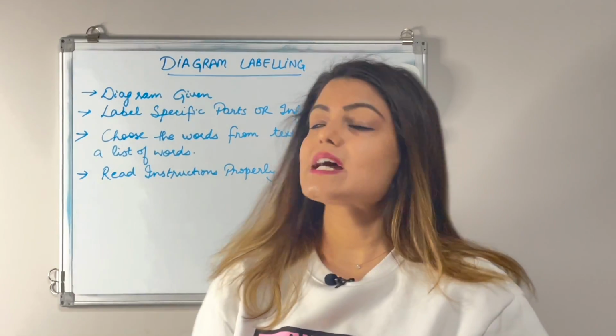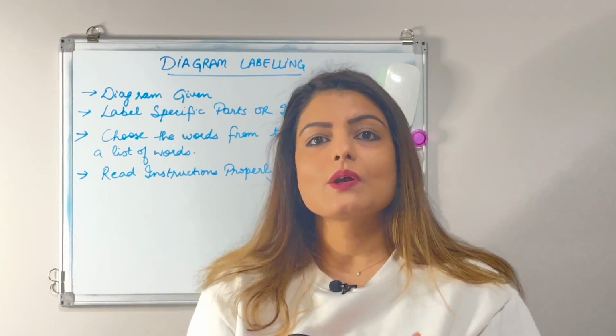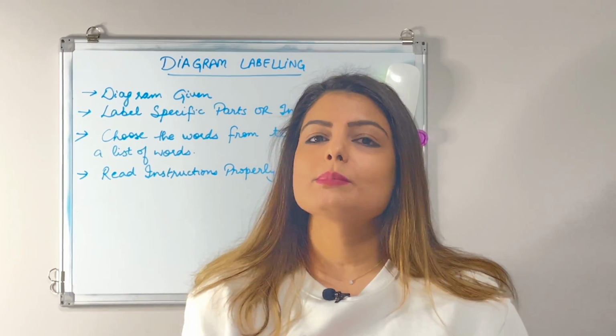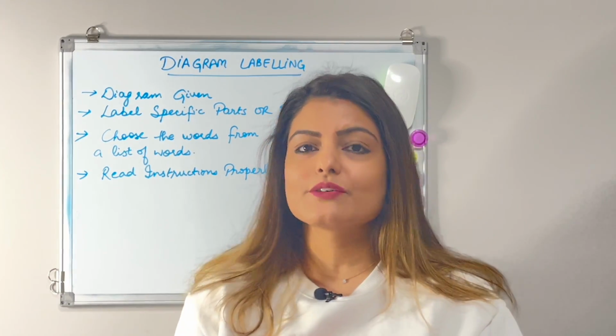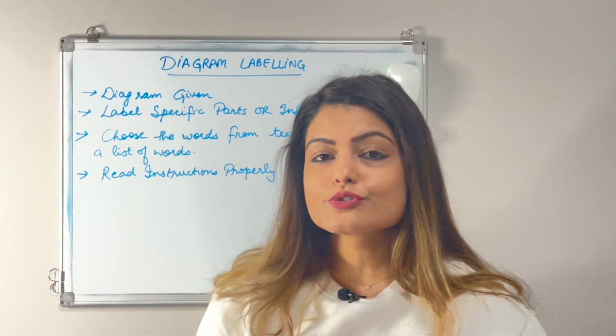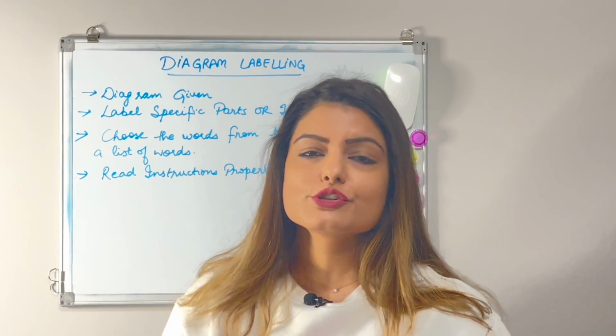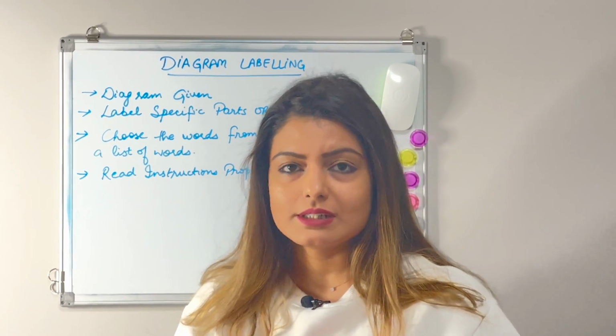Our next question type is a diagram labeling question. In this type of question, a diagram will be given to you. You have to label the specific parts or the specific information that has been asked of you in the diagram, and then you can choose the words either from the text, or a list of words will be provided to you and you have to choose the words from the list.